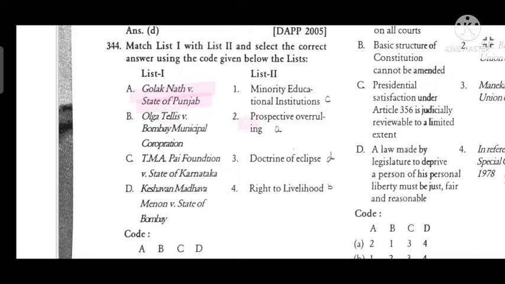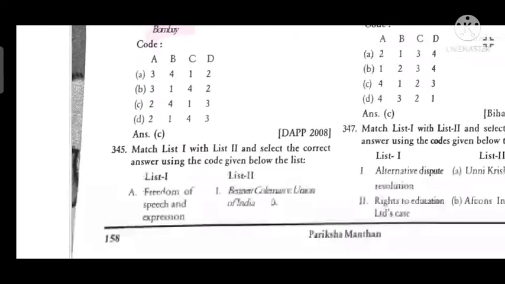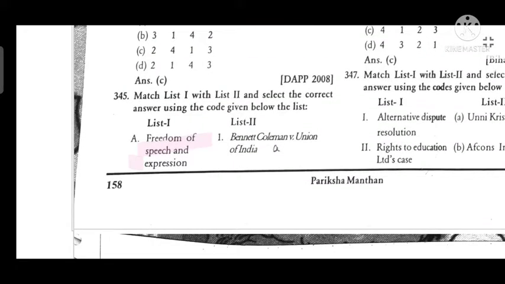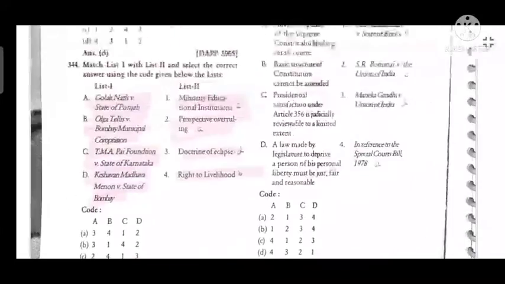Golaknath versus State of Punjab. Prospective overruling. Olga Tellis versus Municipal Corporation: right to livelihood. TMA Pai Foundation versus State of Karnataka. Minority educational institution. Keshav Madhav Menon versus State of Bombay. Doctrine of eclipse. Freedom of speech and expression. Bennett Coleman versus Union of India.